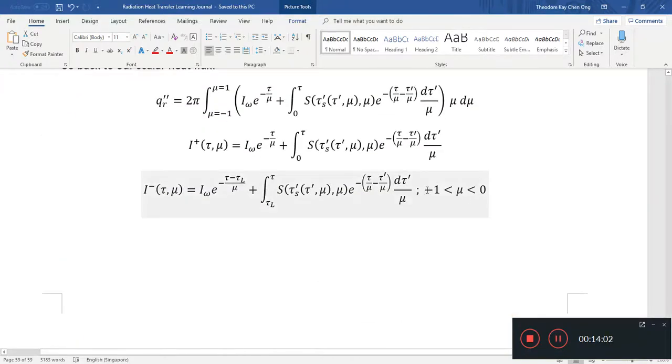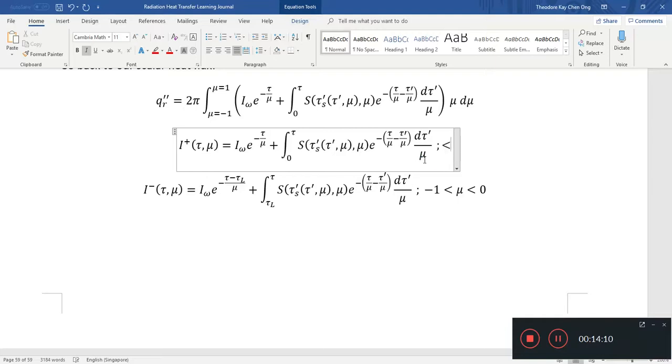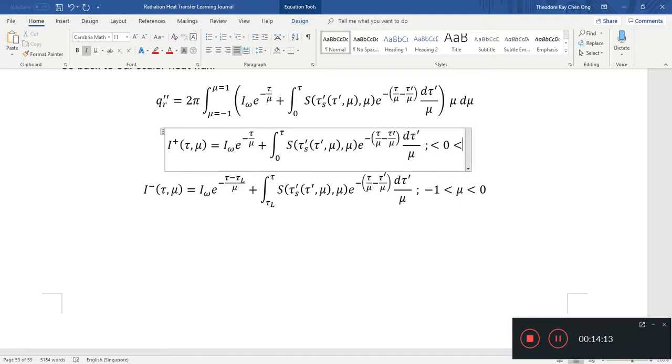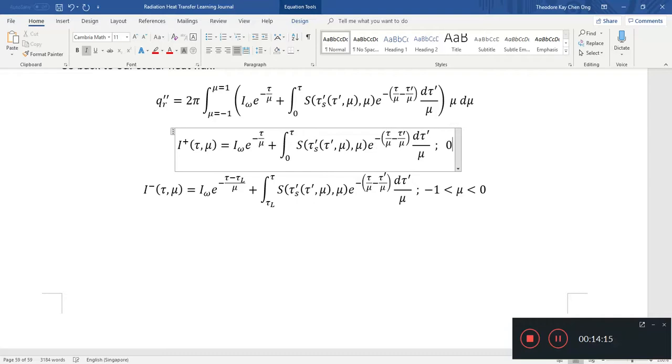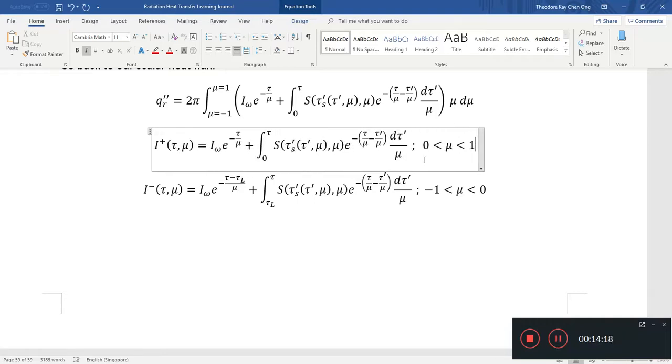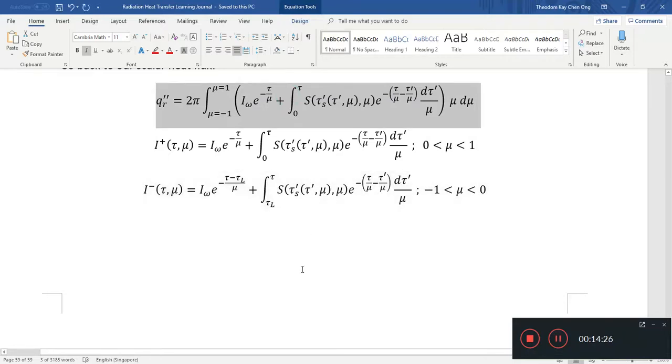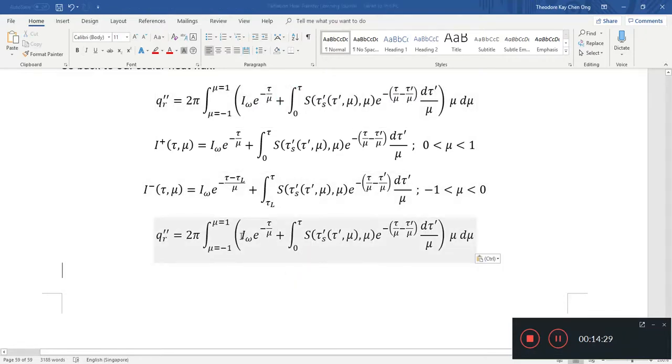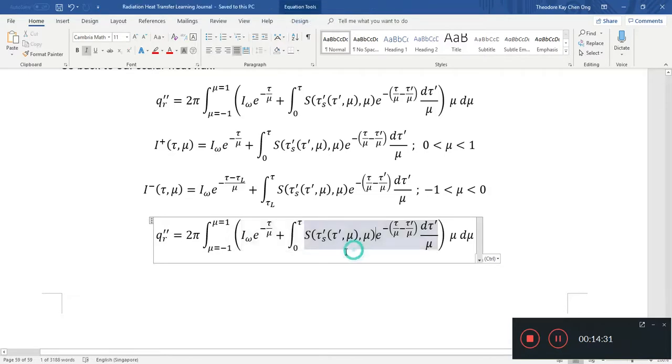If mu is from minus 1 to 0, and for this we have mu from 0 to 1. Okay, so this is what the radiation equation looks like. What we have here is we can split this integral into two parts.